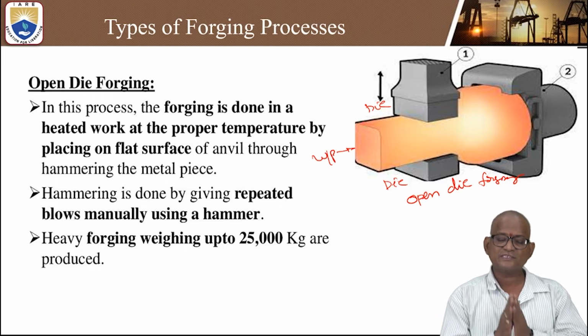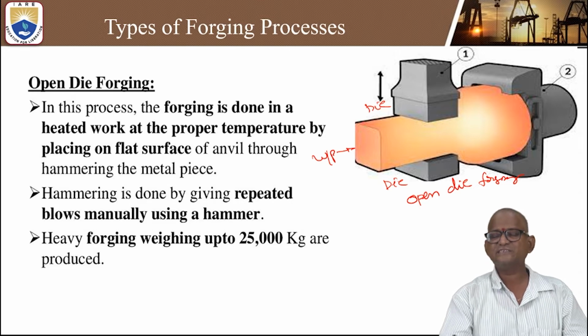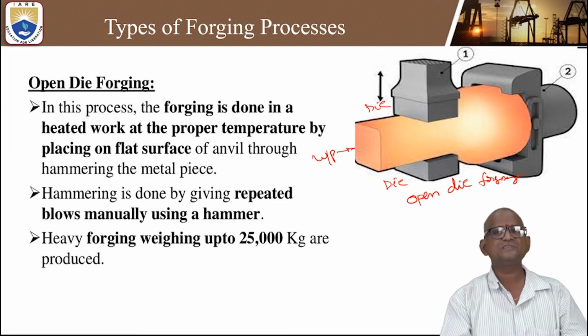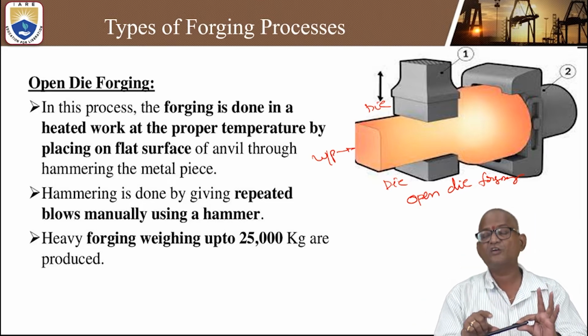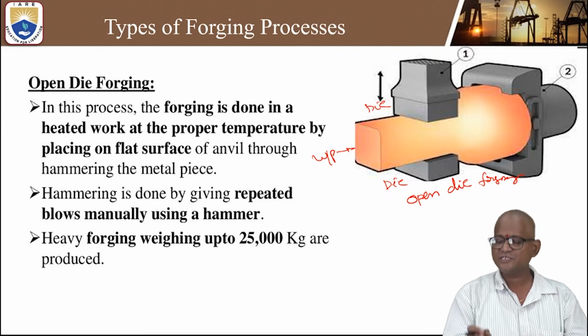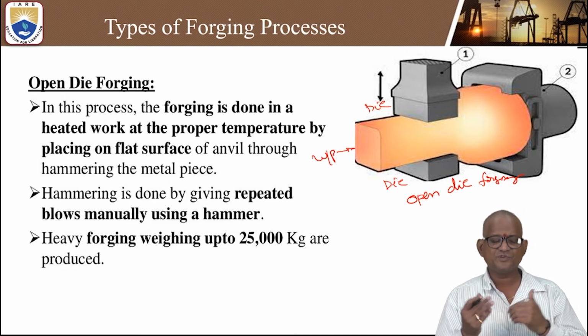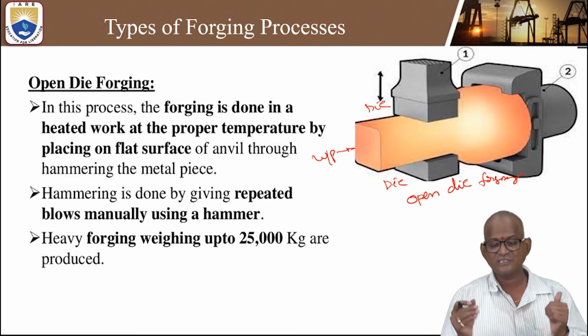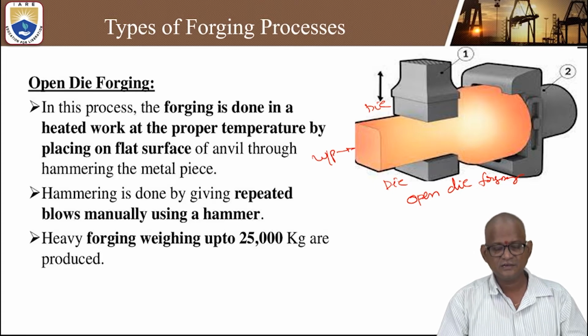And why is it called open die forging? Clearly understand by seeing the three-dimensional figure: the two dies are open to the atmosphere, so that we can keep the workpiece between the two jaws and apply pressure. Whether the shape of the die is flat, circular or elliptical, any shape, the same shape can be obtained in this case. And for heavy forging, weights up to 25,000 kg are produced. So 25,000 kg of weight can be produced in these heavy forging machines.